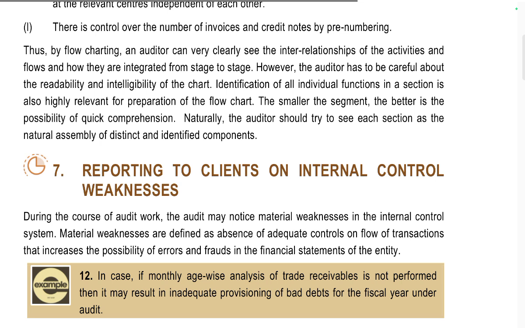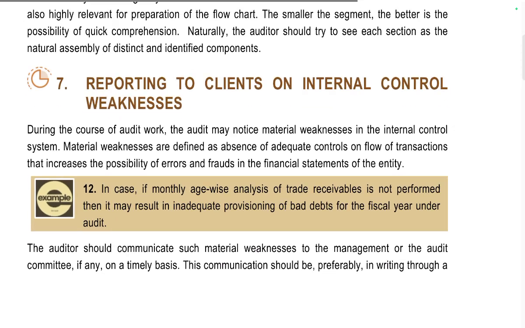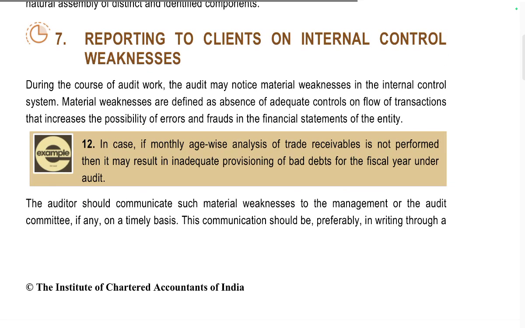Our auditor has to carefully observe the readability and intelligibility of the flowchart. The identification of all the individual functions is highly relevant to the preparation of flowcharts. The smaller the segment, the better the possibility of quick comparison. The auditor should try to keep each section and assemble distinct and identifiable copies. Reporting to the client on internal control weakness.